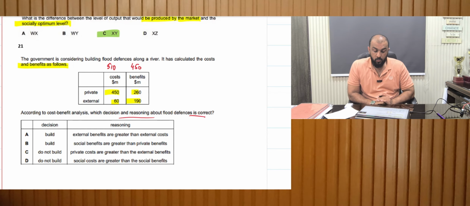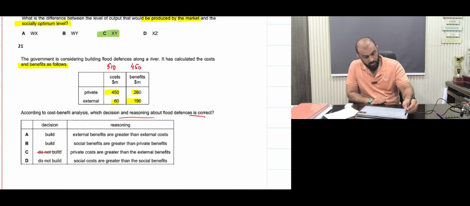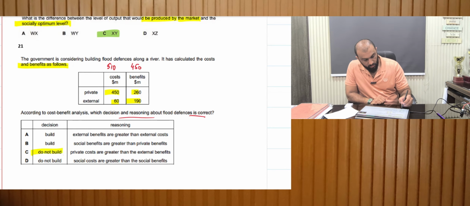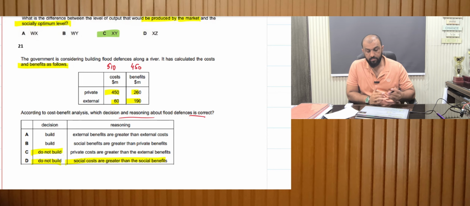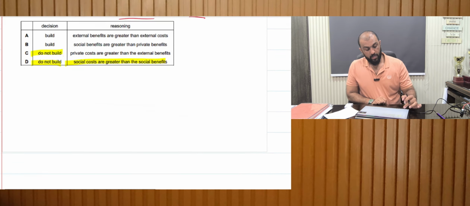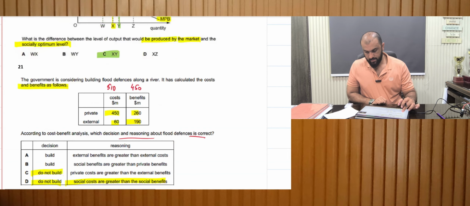Because the social benefits are less, we will not go for the production. Simple, do not build. Because social costs are greater and social benefits are lower. Simple as that. 22. Oh, it has ended.